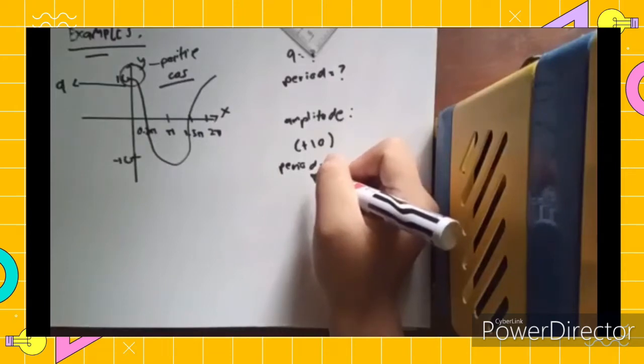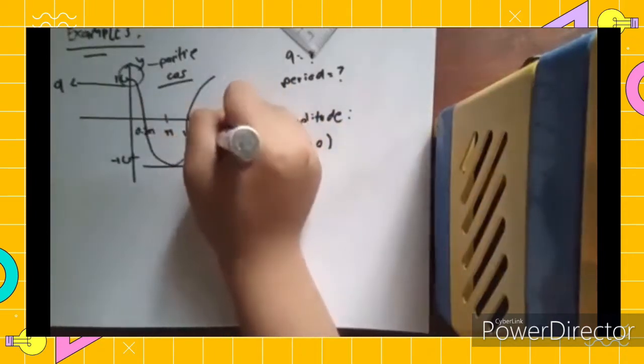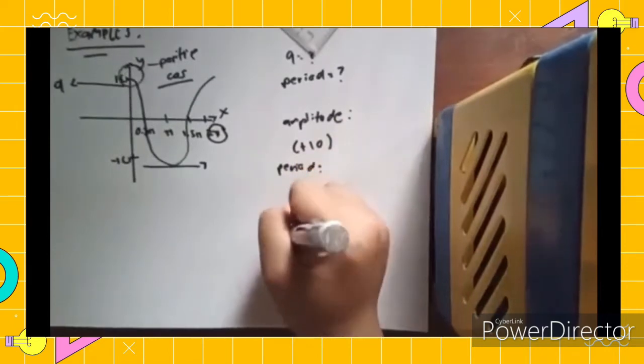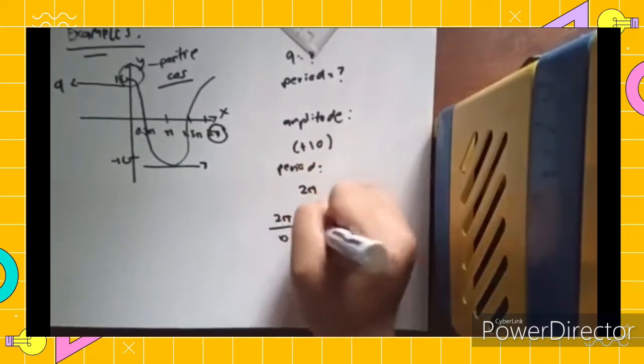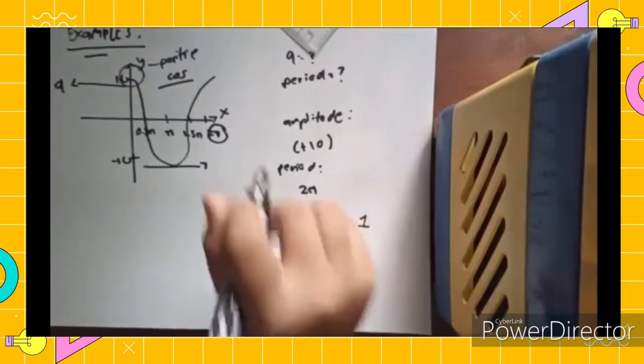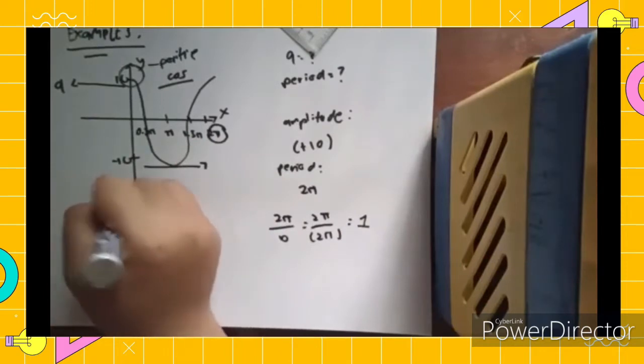Next we use the formula of the period, period equals 2 pi over b, so 2 pi over 2 pi equals 1 pi or 1. So the resulting equation, y equals a cos bx, becomes y equals 10 cos 1x.